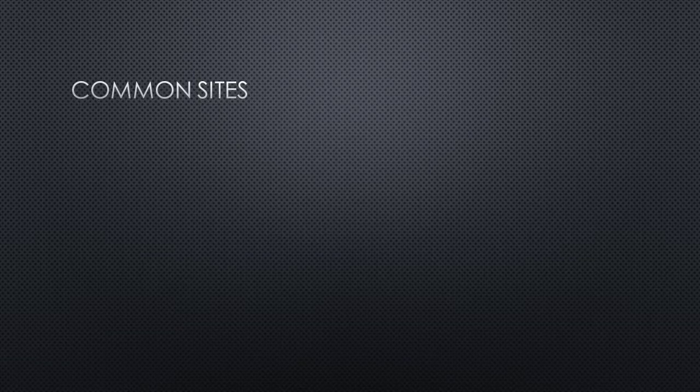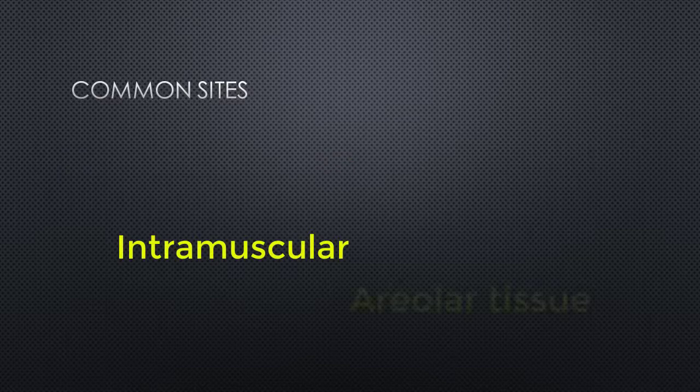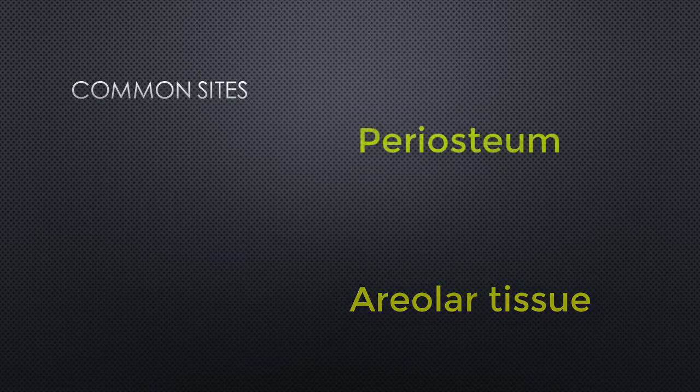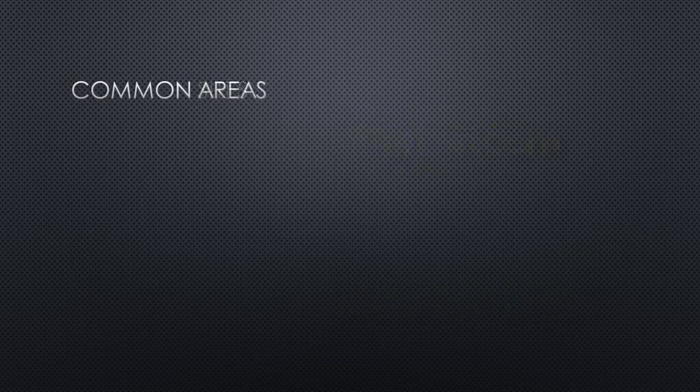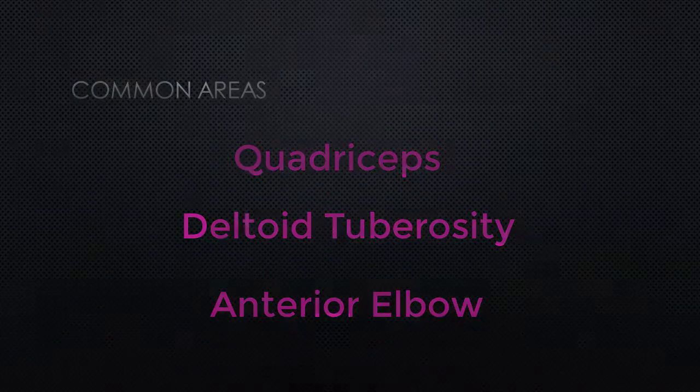Common sites for MO include interfascial planes, they're intramuscular, they may be found in areolar tissue or fat, and in periosteum. Common areas of myositis are the quadriceps, the deltoid tuberosity, and the anterior elbow.